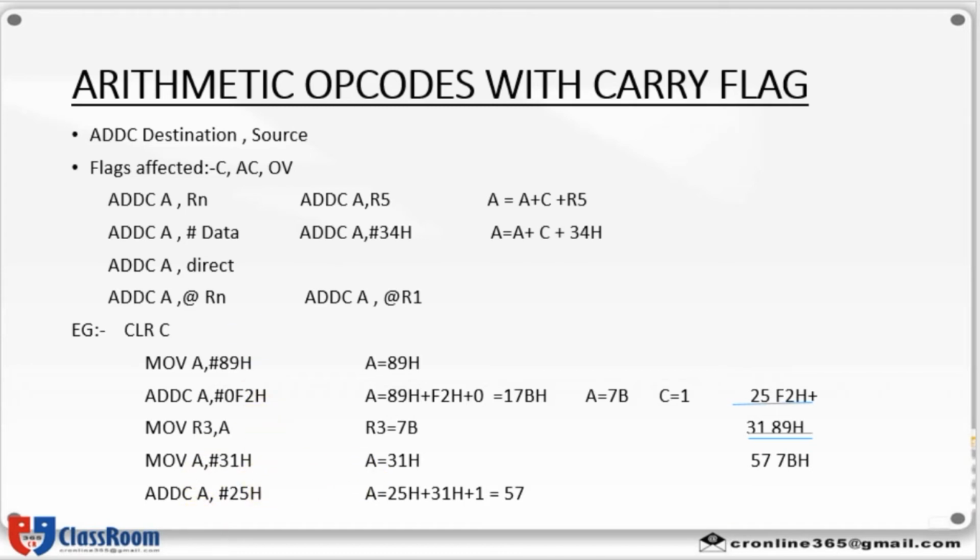You can here see that this 25 F2 that is ADDC contents can be combined together. Also MOV A contents can be combined together, 31 89. These contents are added together and you will be getting the result as 577BH, a 16-bit data by using ADDC instruction.